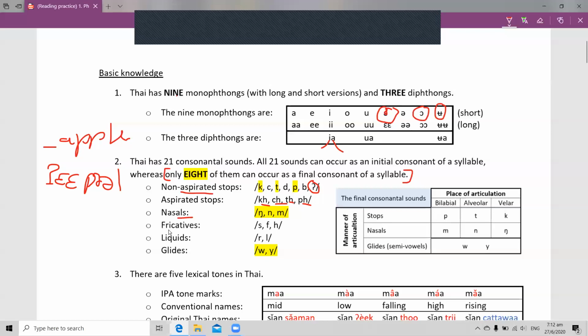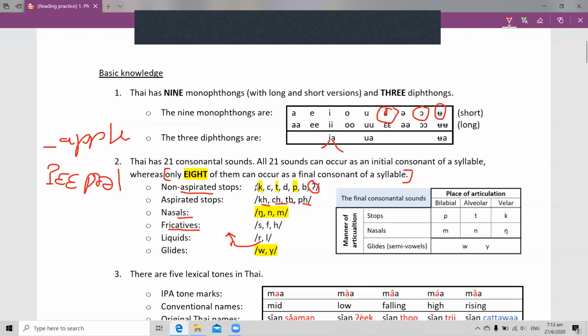Next are the fricatives. Fricatives means turbulent airflow. So we have saw, for, and ho. Next are the liquids. We have raw and law. Remember that the R sound in Thai is a rolling R, a rhotic R. So it's like raw. Lastly, we have the glides, war and yaw.